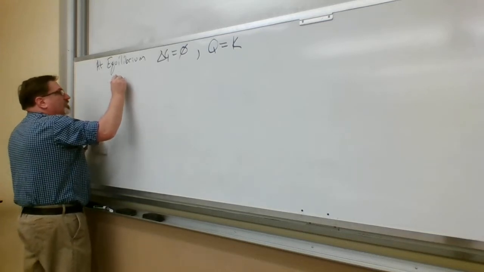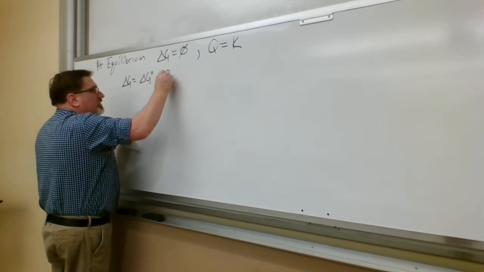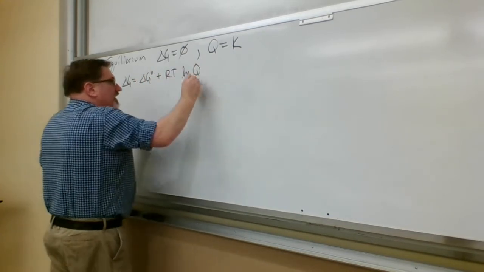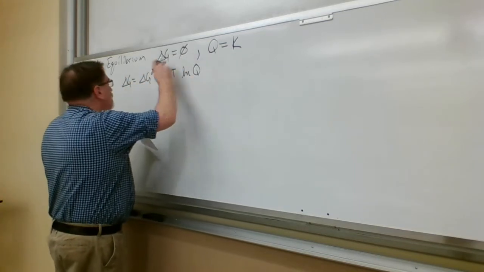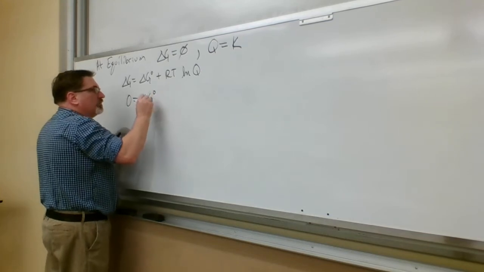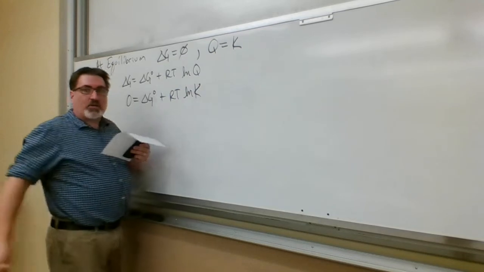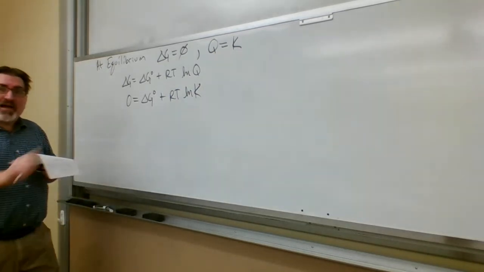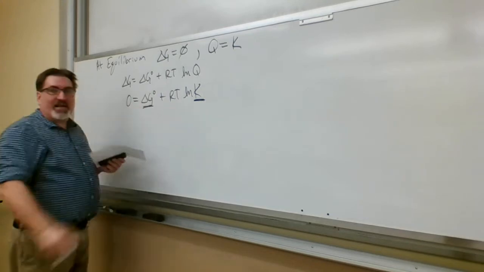So our delta G equals delta G0 plus RT times natural log of Q. We sub in these two things. 0 equals delta G0 plus RT times the natural log of K. Now we have a single equation that relates the value of K to the standard free energy.